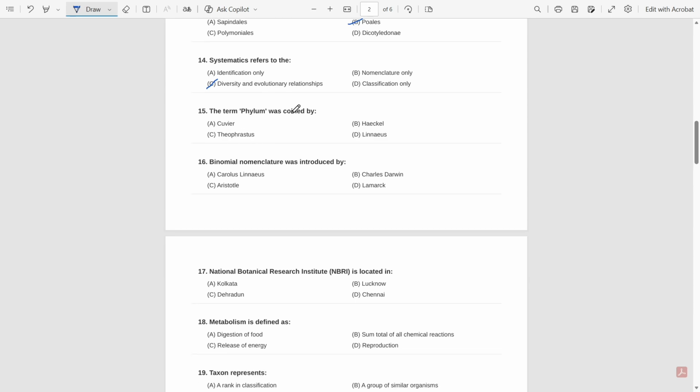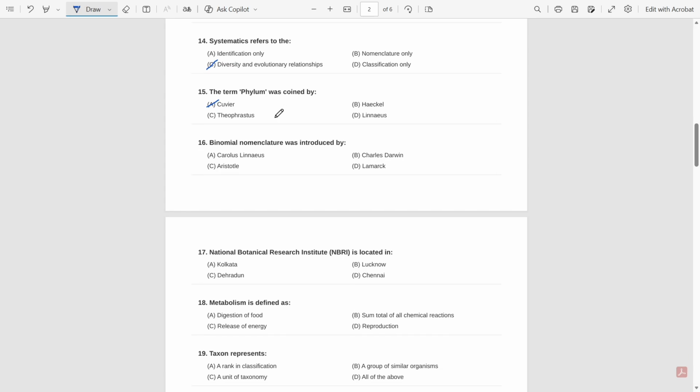15. The term phylum was coined by A. Cuvier. B. Haeckel. C. Theophrastus. D. Linnaeus. The answer is A. Why? Georges Cuvier introduced phylum for animals; division is used for plants.